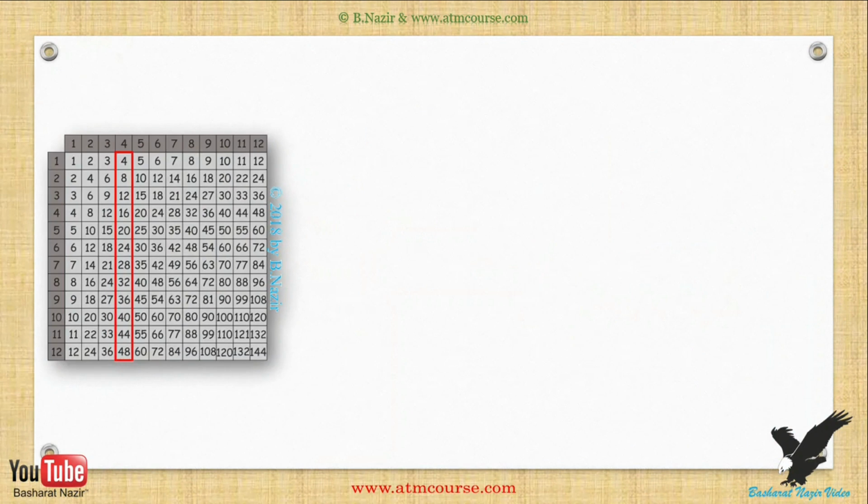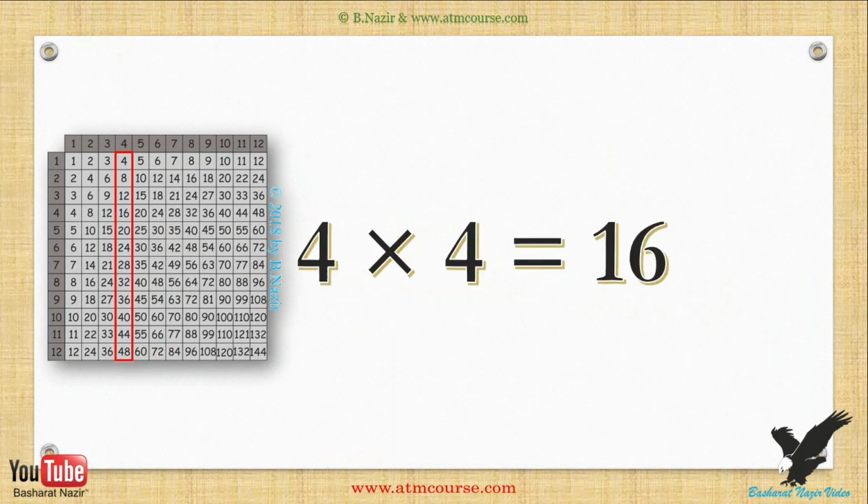To multiply 4 by 4, we first select the 4 from the left gray column on the grid and then move across the grid until we are in the 4 column, marked in red. Where the row for 4 crosses the 4 column, this gives you the answer. The answer for 4 times 4 is 16, so we say 4 times 4 is 16.